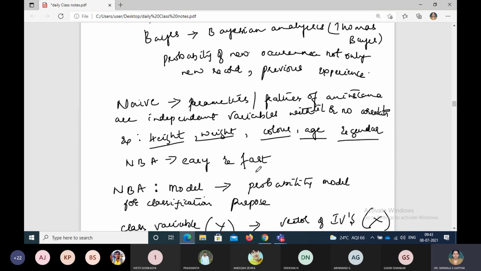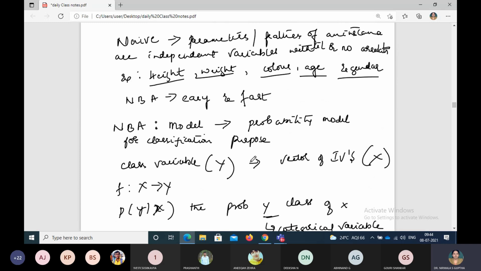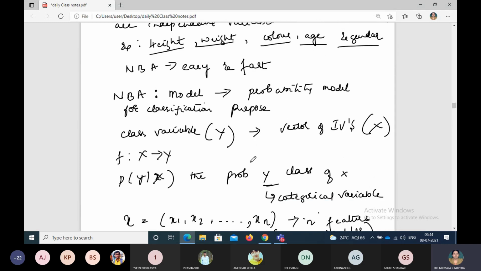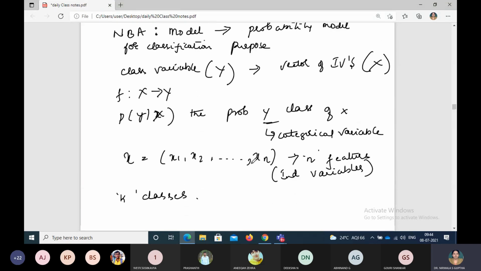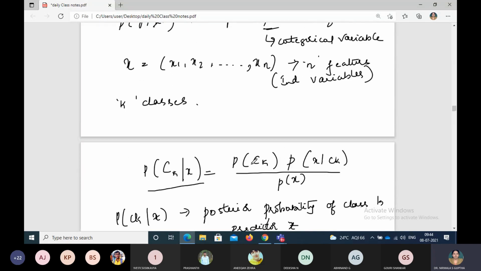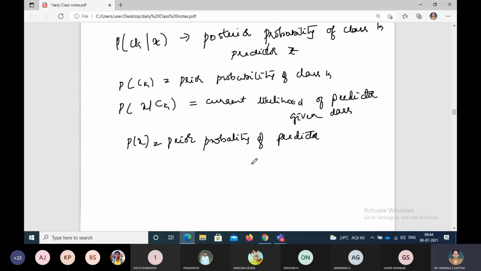So we took an example. How can we identify a person? A person can be identified by his or her height, weight, color, age, gender. Okay, and this particular naive Bayes analysis technique is very easy to understand and works very fast. Then we started understanding a bit of the mathematical representation of this model as the probability model for classification purposes. So we could derive this functionality in the equation for the naive Bayes model.